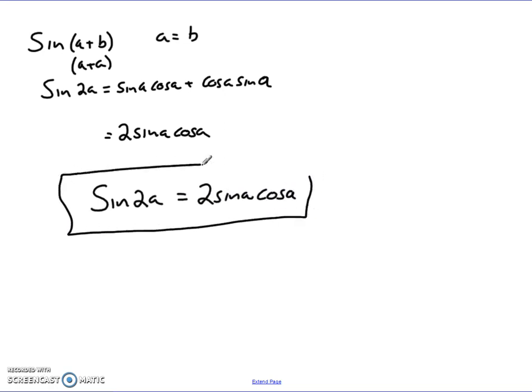Now there's one of our other key formulae we're going to work with here. Sine 2A equals 2 sine A cos A. Okay, that's the sine one. Let's imagine what happens if we look at the cos one.